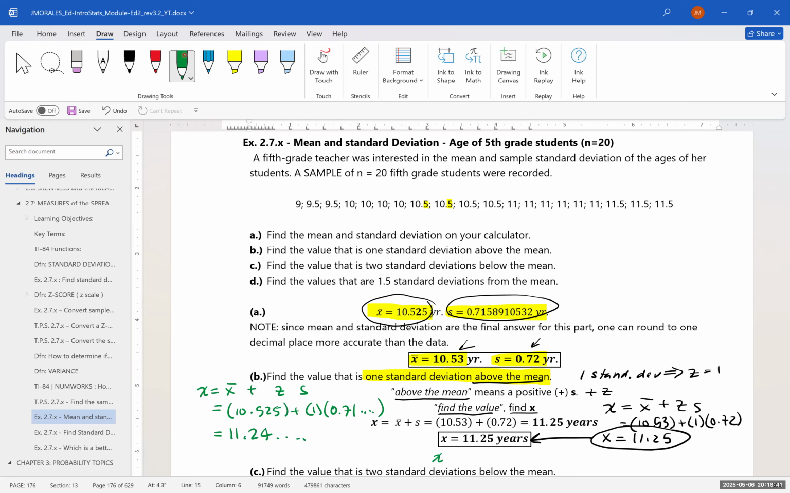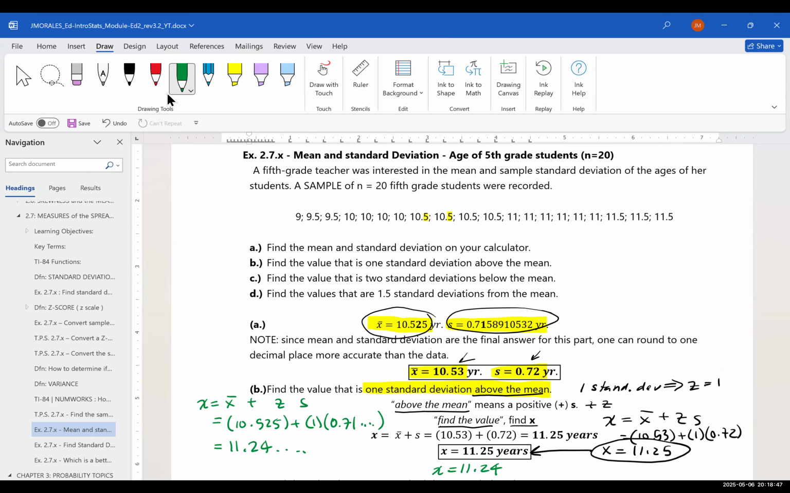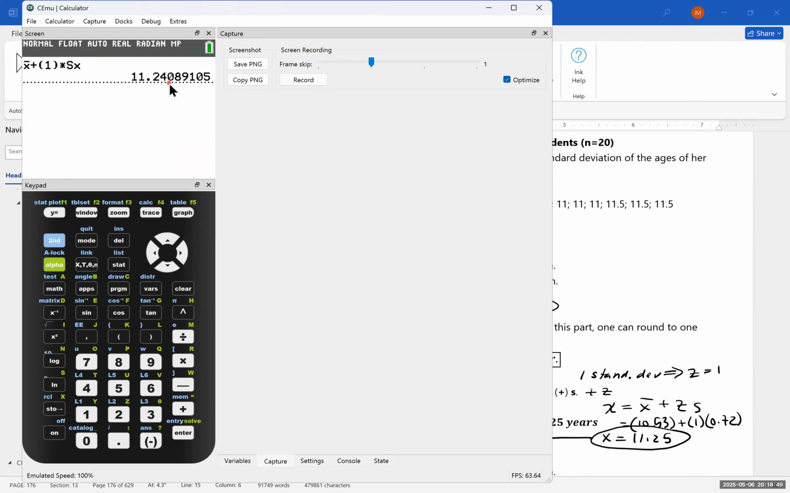Okay. All right, but even though it keeps going, after the second decimal place, it's a 0. So if we were rounding this to 2 decimal places, it would be 11.24.